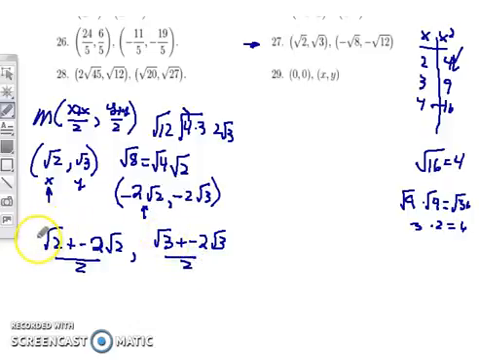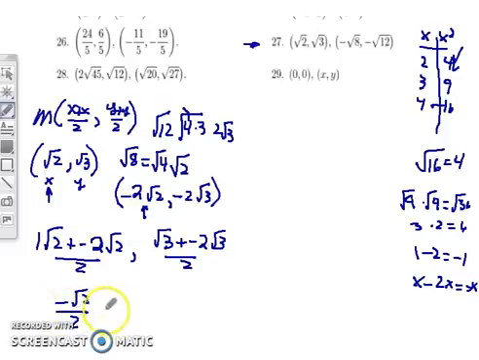Now, if I say what's 1 minus 2, that's negative 1, right? And if I say what's x minus 2x, that's just negative x. So what is 1 radical 2 minus 2 radical 2? That's negative radical 2 over 2. So that's the x part. And what is radical 3 minus 2 radical 3? Using the same idea, that's going to be negative radical 3 over 2. Okay, so there's the answer for 27.